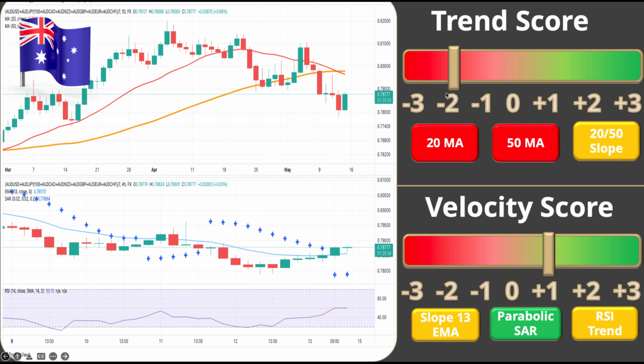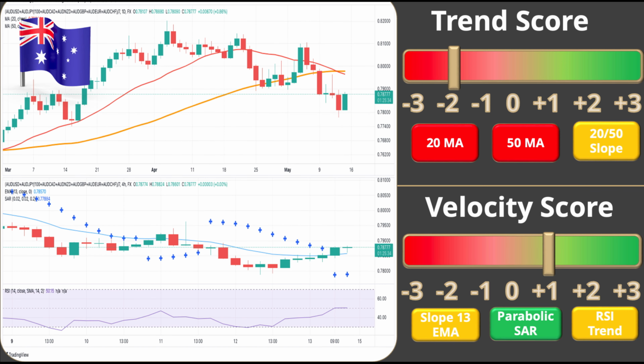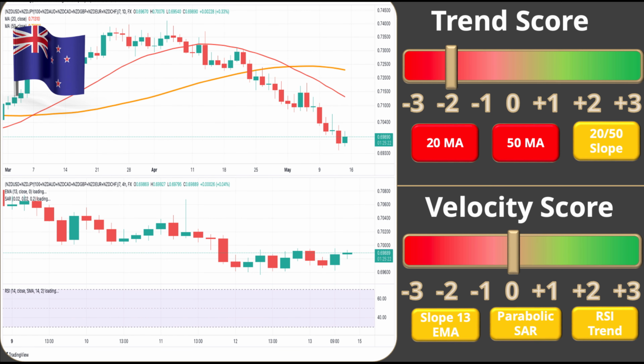Right now, it's a -2 on a trend score, and you're getting a +1 on a velocity score. So again, that's just telling us shorter term trade, but overall, for a trade to get on a continuation basis, to get a continuity back to back, then we have to get a follow through, and that's where the trend score will change.